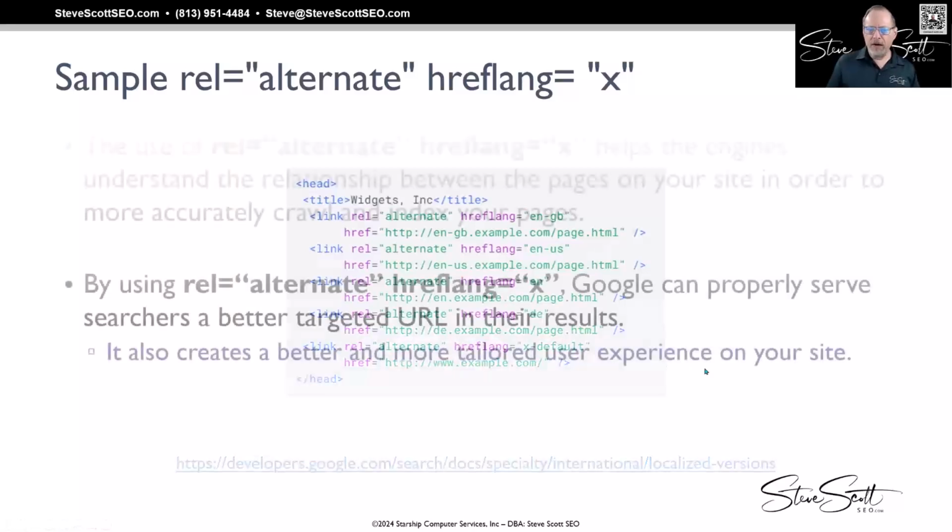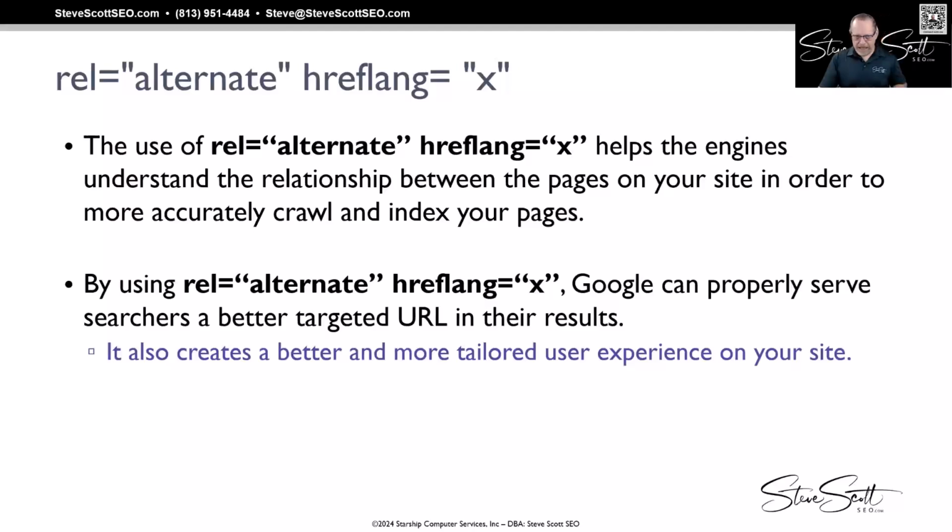So let's talk a bit more about this in detail, right? The use of this rel alternate hreflang equals some value helps the engines understand the relationship between the pages on your website in order for them to more accurately crawl and index your pages, and for that matter, to deliver the right pages, right? By using these correctly, Google can properly serve searchers a better targeted URL in their results. It also creates a better and more tailored user experience on your website.